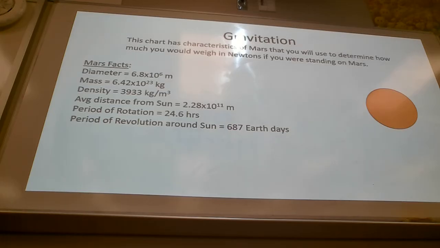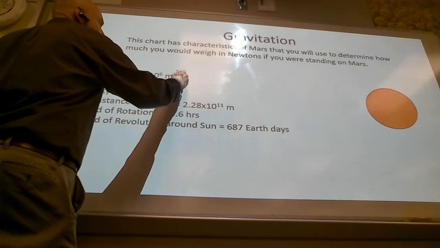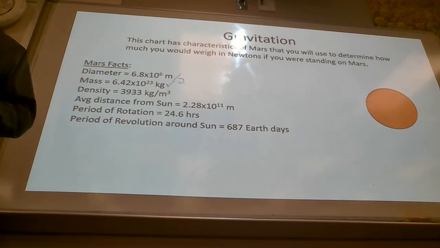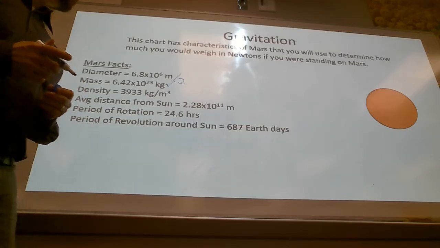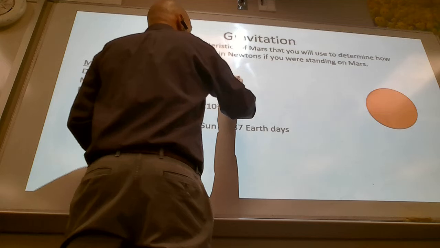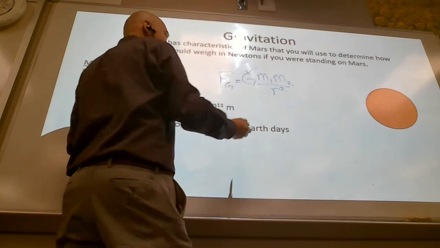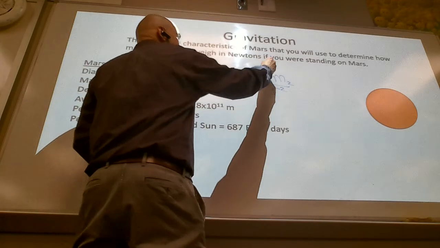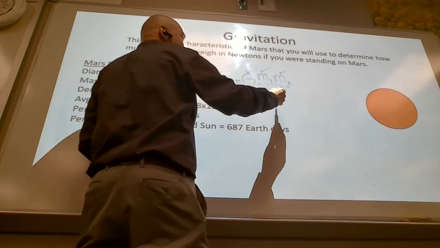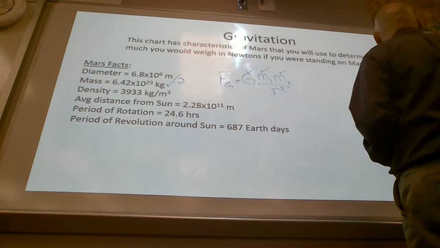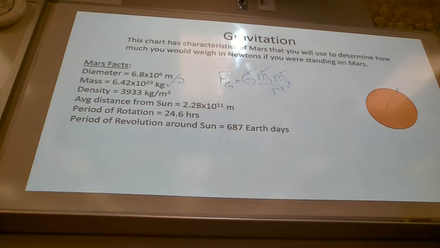Okay, so you would need half of this and that. The rest doesn't matter. So you've got that. That's just a constant. Mass of you, you have that. Mass of Mars and the radius, the distance of separation between you and the center. Good? Okay.